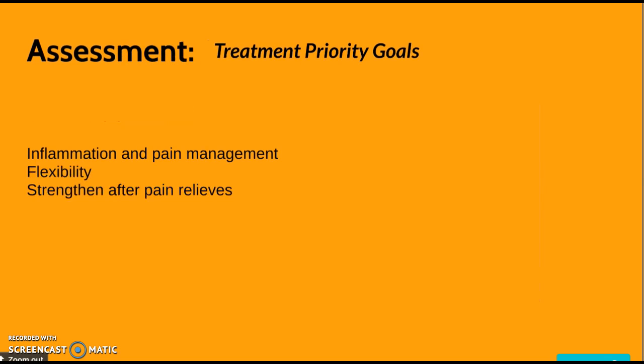Based on our assessment, we are able to provide treatment goals. Our treatment goals for this patient will be inflammation and pain management, flexibility of the shoulder joint, and we will then strengthen once the pain relieves.